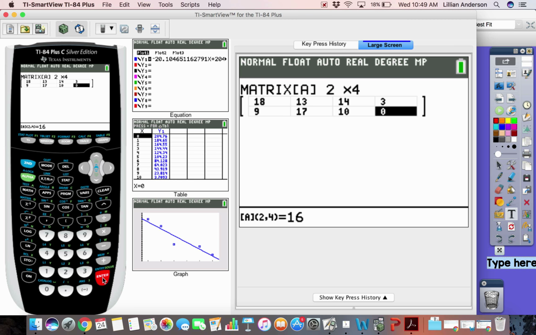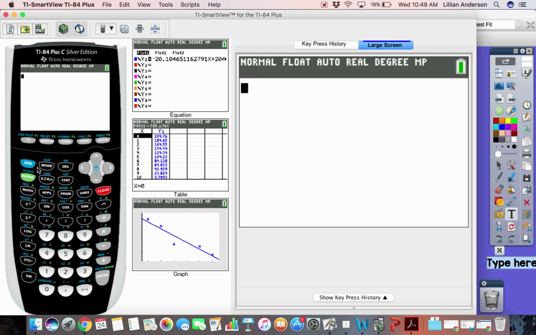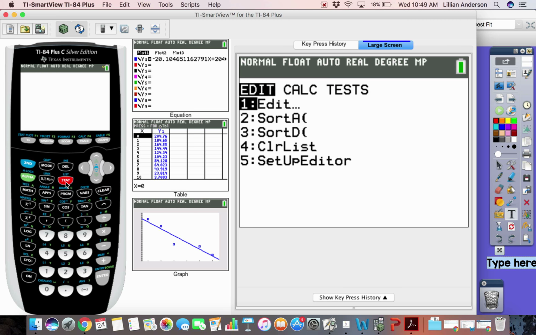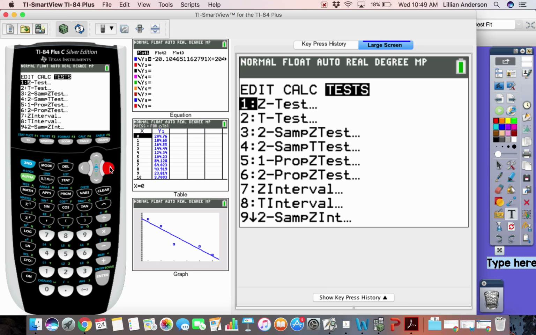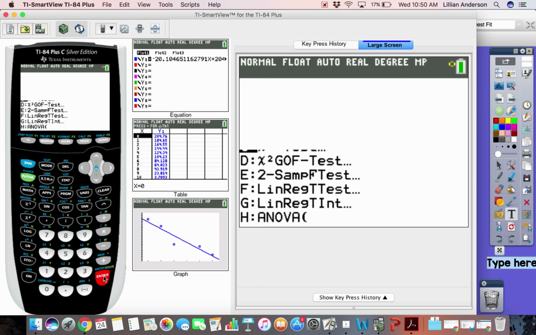So once you have your data in there, what you have to do is you want to get out of this. So you're going to do second mode. Okay, go back to your home screen. So second mode takes you back to your home screen. Then you're going to go to Stat. You're going to go over to Test, and then you're going to scroll up to get to option C, which is the chi-squared test statistic. You're going to click Enter.